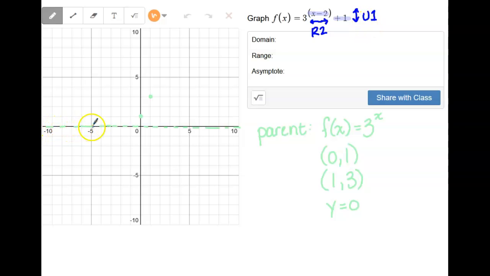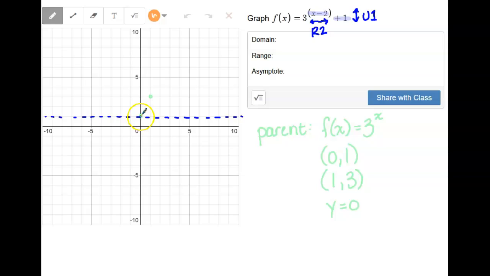So we're going to take our asymptote first. We're going to shift it right 2 and up 1. So our new asymptote is going to be right here. Okay, and I'm going to take away this old asymptote because we don't want this one anymore. We just want the transformed one.